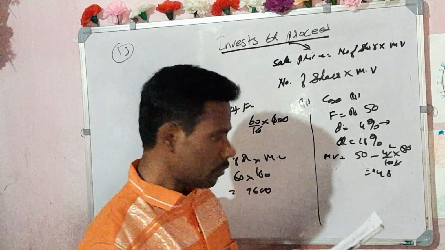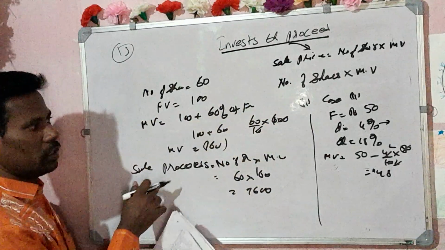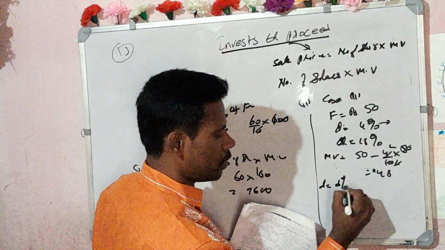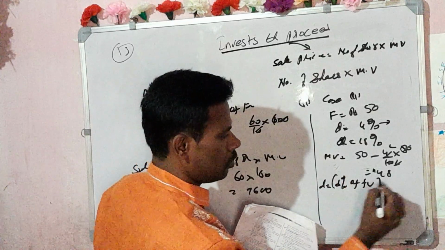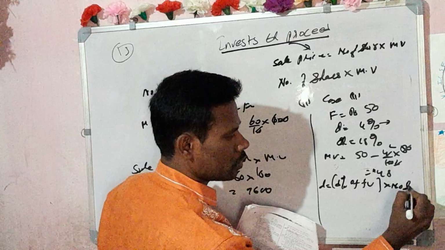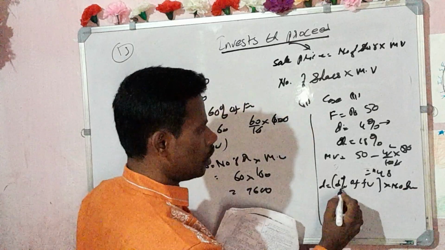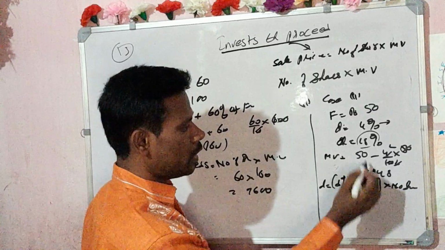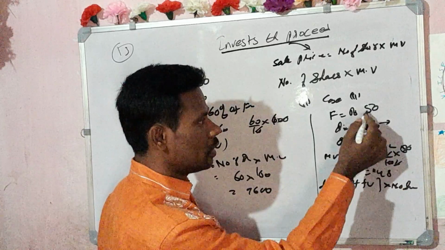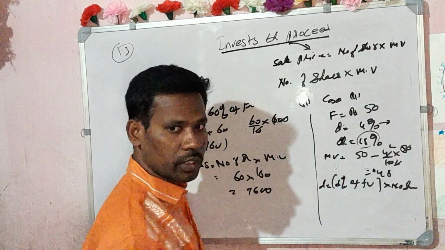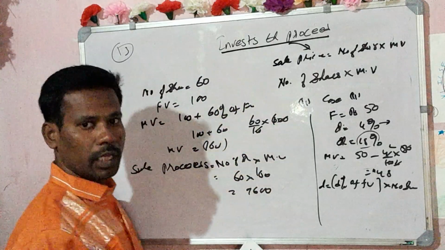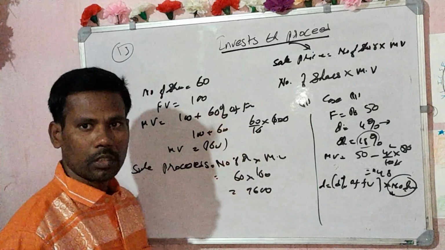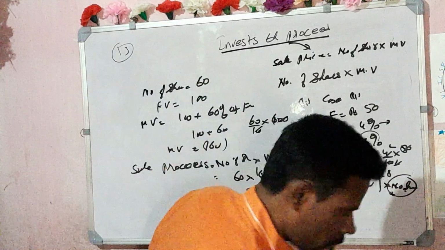Next, again go for this formula. What is the dividend formula? Dividend is percentage of face value into number of shares, right? The dividend percentage is already given, 18%. So you can apply 18% of face value into number of shares. Number of shares plays a very important role in this case too. How to do that?